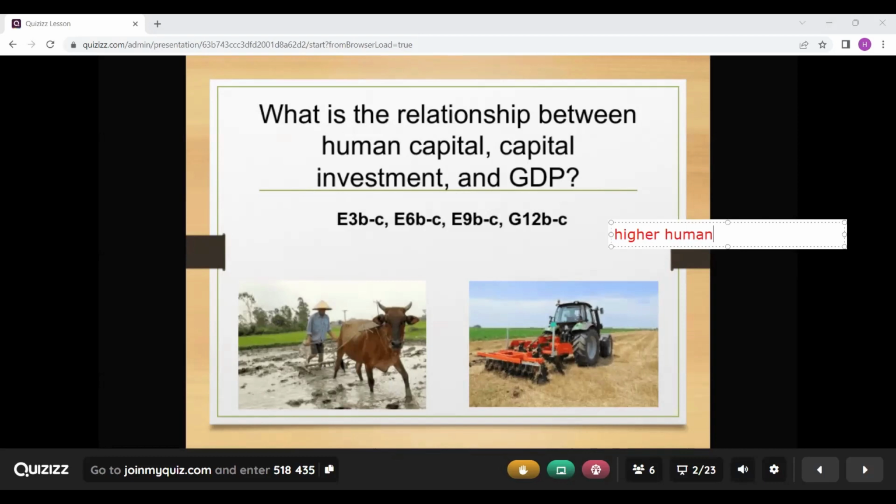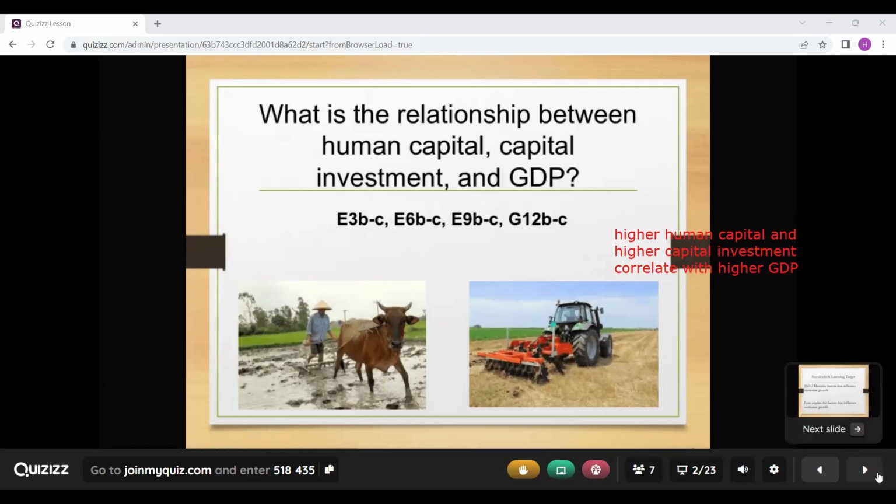So higher human capital and higher capital investment correlate with higher GDP. So it's beneficial for our economy to have higher capital, human capital, and capital investment.